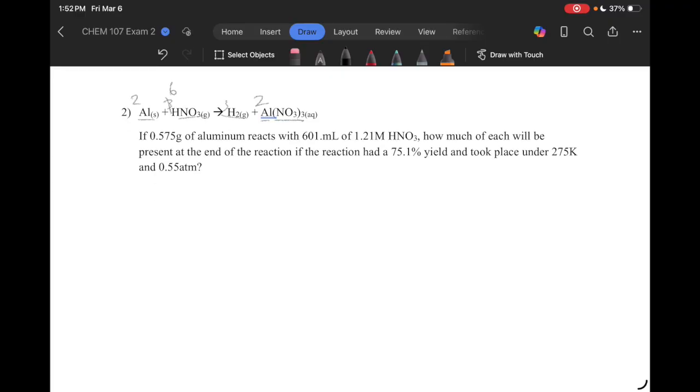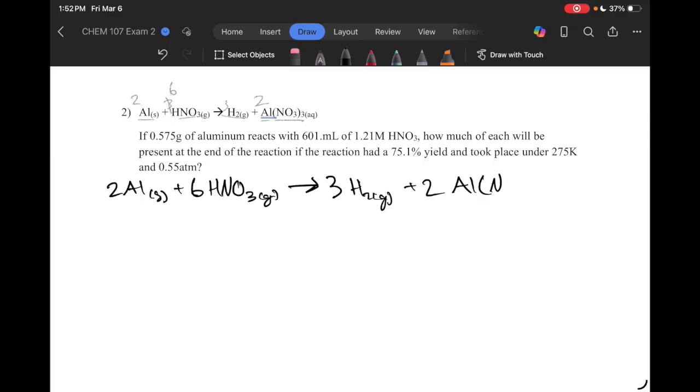Okay, we're just going to rewrite this as 2Al(s) plus 6HNO3 gas. It's going to react and form 3H2 gas plus 2Al(NO3)3 aqueous. Okay, so now we're going to put in our given values underneath them. So we start with 0.575 grams of aluminum, reacts with 601 milliliters of a 1.21 molar HNO3 solution. So those are going to react, and we want to know how much of each.